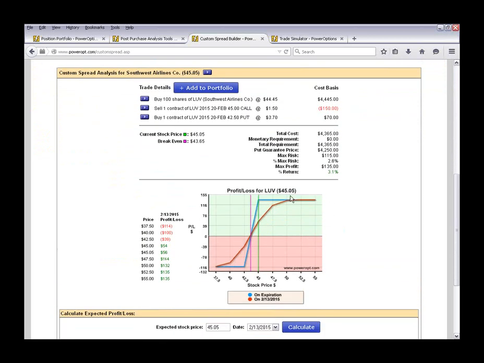We're converting it to a collar, and we still have a max return of 3.1%. And we've mitigated the downside to only 2.6%. So if the stock continues to fall, if it drops down below 42.5, we could only lose 2.6% in the worst case scenario.